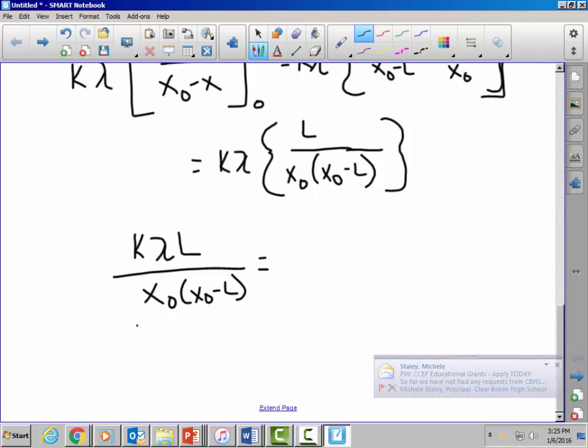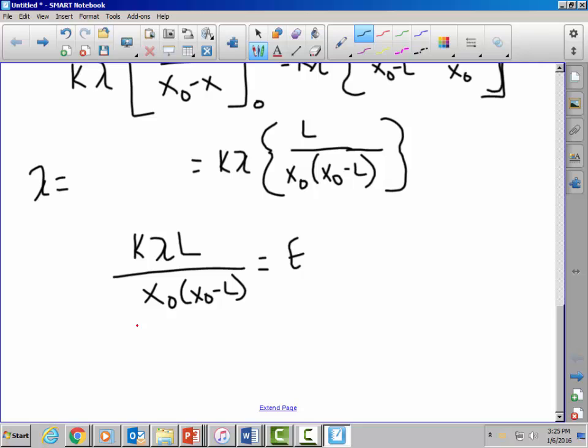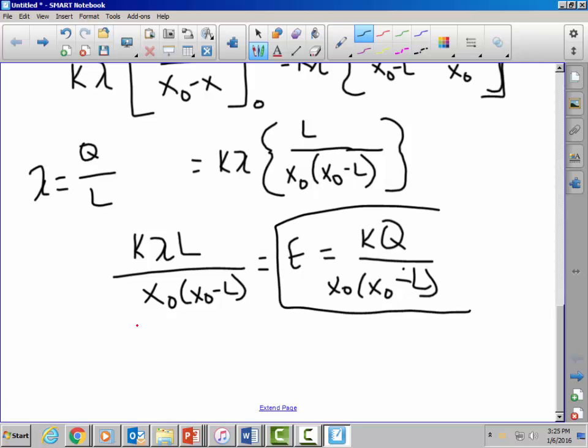And we get this for our electric field, which is fine and dandy and makes sense, but we know we can simplify it a little bit more because we know that lambda, if we're looking at the entire length of the line of charges, is Q over L. And so lambda times L has to be Q. So we can say kQ over x naught minus L times x naught. And this becomes our expression for our electric field.